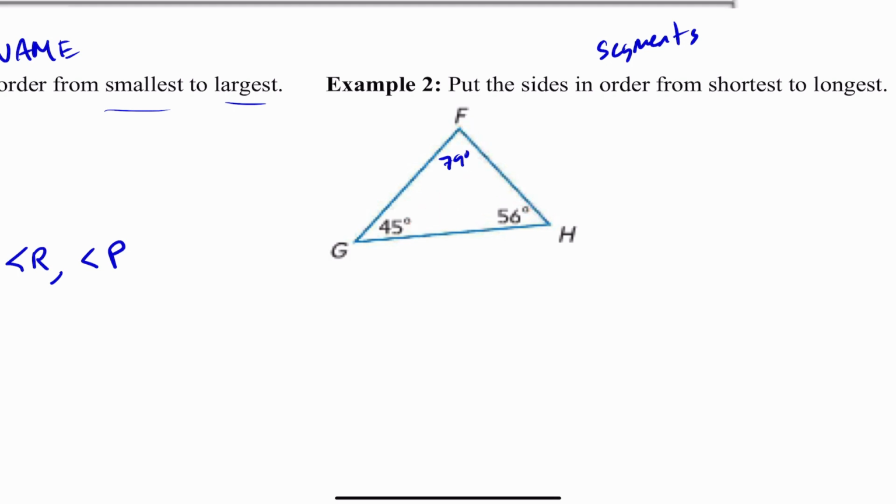So segment FG is the smallest side. And then the second smallest angle is 56. What is the conclusion? That means that segment FG, wait, what did I write? Oh, I meant to write FH. I'm so sorry. So this is this side here, so it's FH. And then over here, that means that FG is the second smallest side. And then lastly, the biggest side here is GH. So we will say GH.